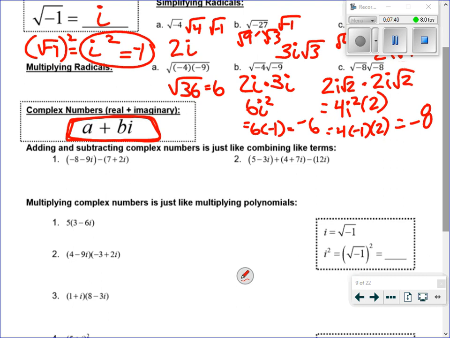So thinking about question 1, what would be our first step here? Not FOIL, but yeah, you can distribute this negative, so you would have negative 8 minus 9i minus 7 minus 2i. So now think about just combining your like terms. Negative 8 and negative 7, combining those together would give you negative what? 15. Negative 9i minus 2i would give us negative 11i.